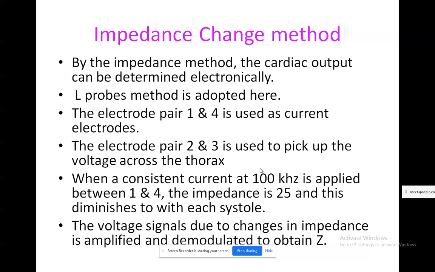The next method, impedance change method. So the first method, by injecting dye, that is the dye dilution method. The next method, temperature. Okay, based on temperature you will be getting the cardiac output. Here, impedance. Okay, I think you all know what is impedance. What is impedance?